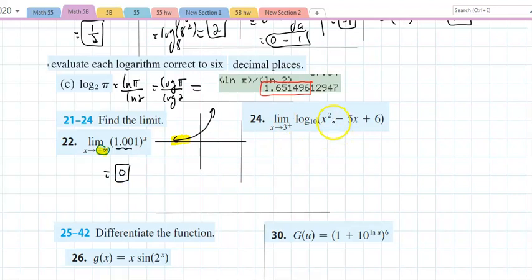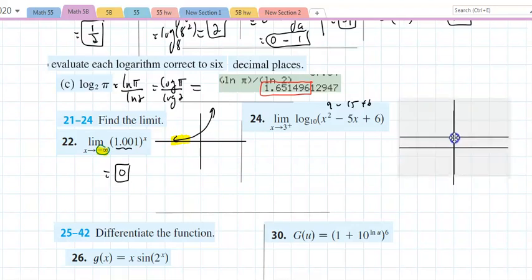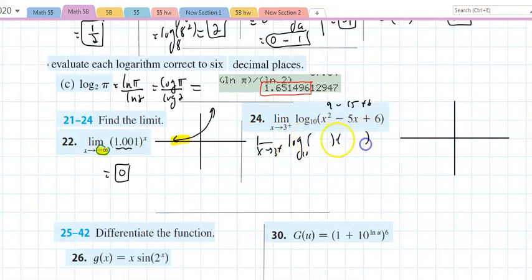Here, if I throw the 3 in, I'll get a 9 minus 15 plus 6. That's the log of 0. That's not allowed. Well, I can't figure the problem as is, so what I do, I use my knowledge of factoring. Do you remember that stuff? That is x minus 3 and x minus 2.